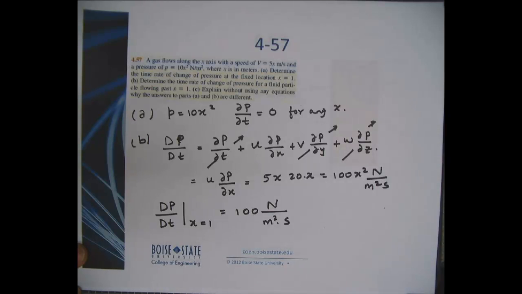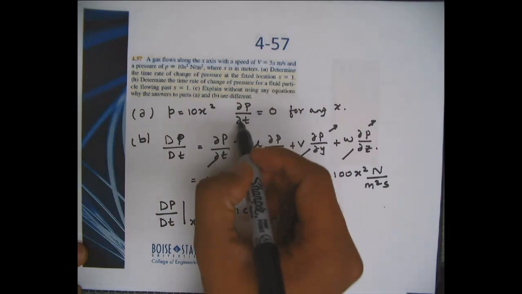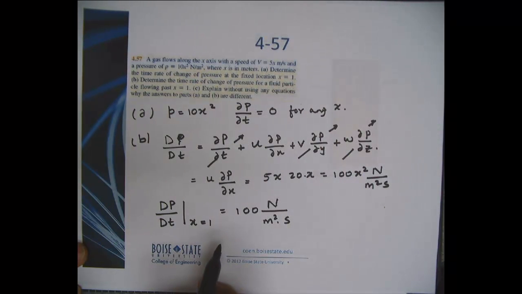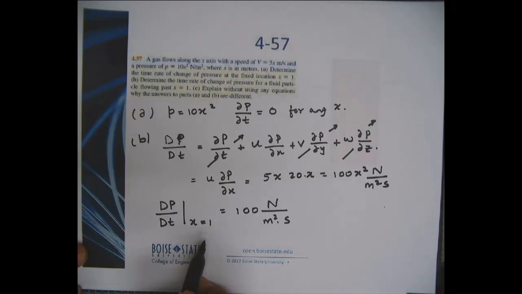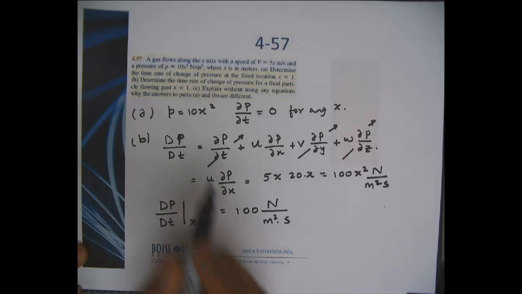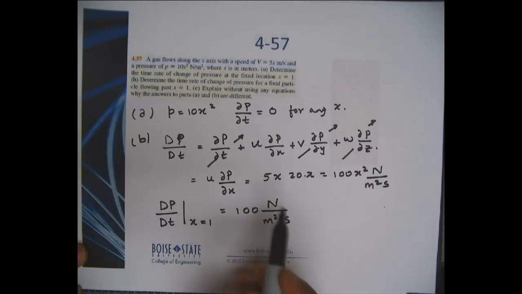Okay, and in part C we are asked to explain the situation here. This is a steady flow, right, which we determined. Both v and p are not a function of t. However, the pressure of a particle changes with time if you look at the material derivative, because the particle actually flows into a higher pressure region because x increases as we go along in the positive direction.